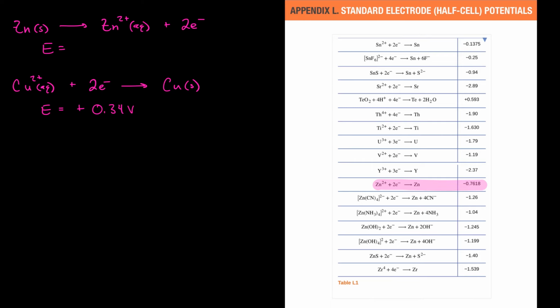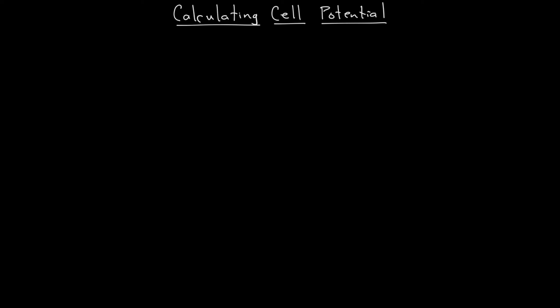Now that is not what our half reaction is. Notice our half reaction is zinc solid going to zinc 2 plus and 2 electrons, so it's exactly the opposite. That's okay. We don't change the sign on the voltage or anything like that. We're just going to write down the voltage associated with the reaction that we find here. So this voltage is negative 0.7618 volts.